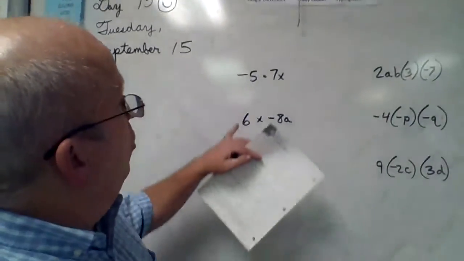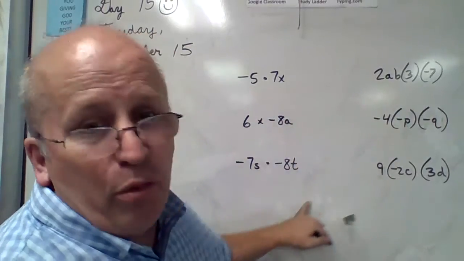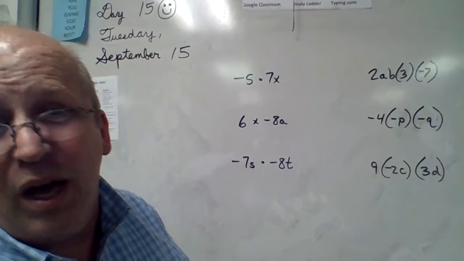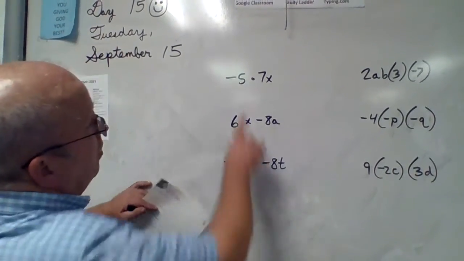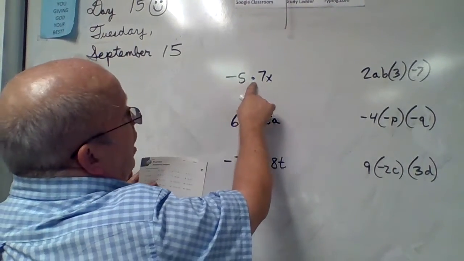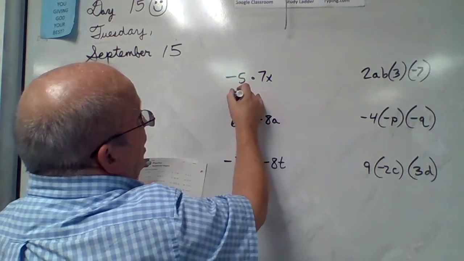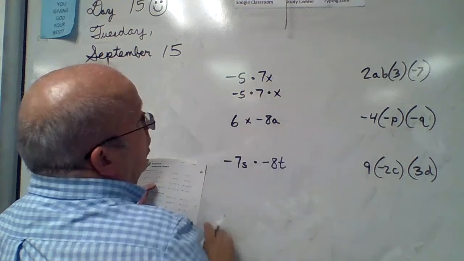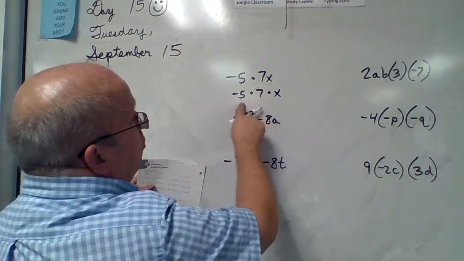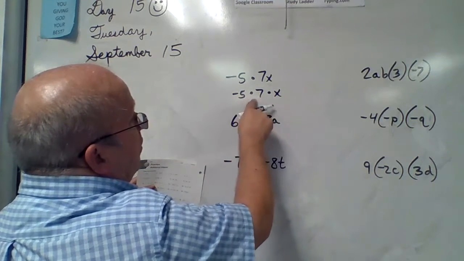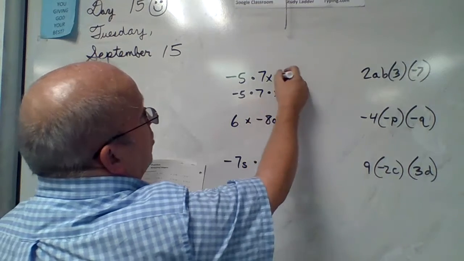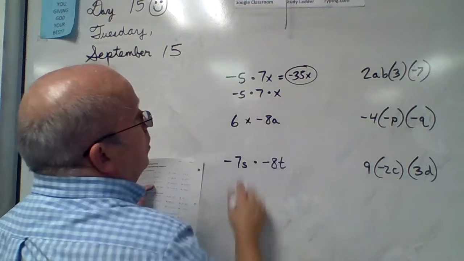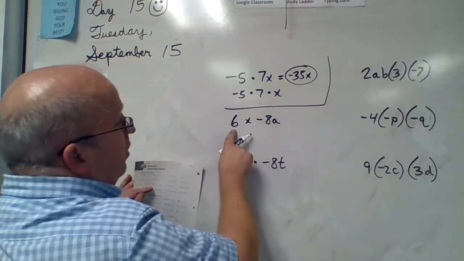Now, what do you do with problems like this, where they start throwing variables in there? That's a big part of this lesson today, and we've got to make sure you understand how to do this. This right here is negative 5 times 7 times x. It really could be written like this. Take the whole numbers first. That's negative 35 times x. So the answer is negative 35 times x. Bingo, there it is.